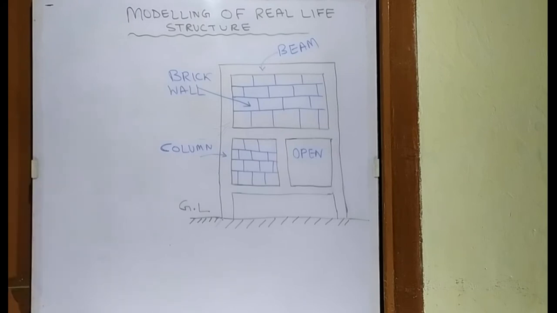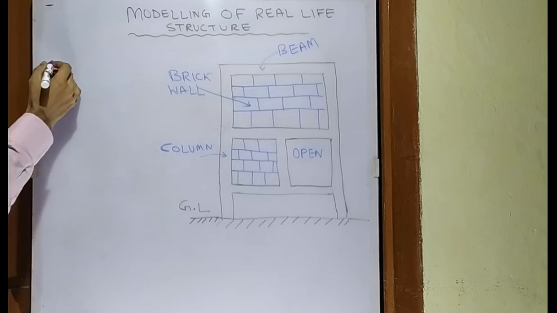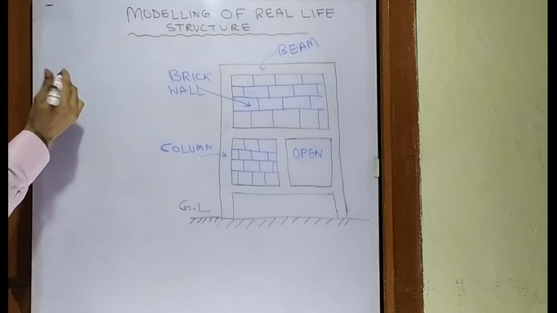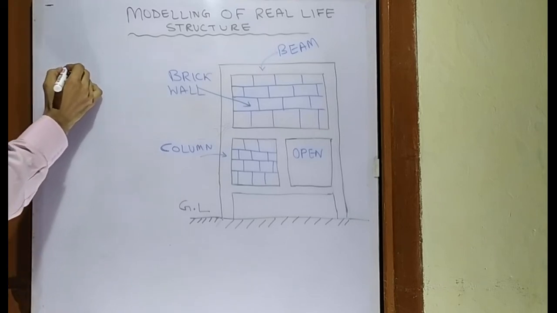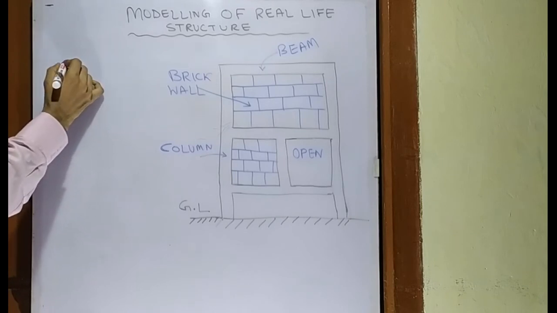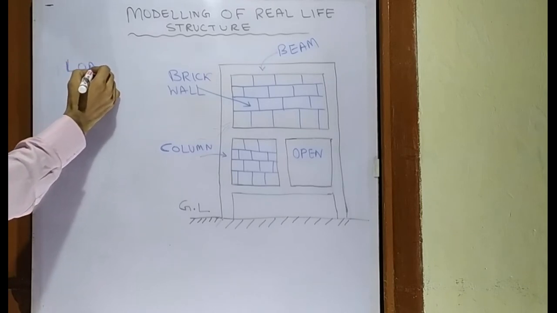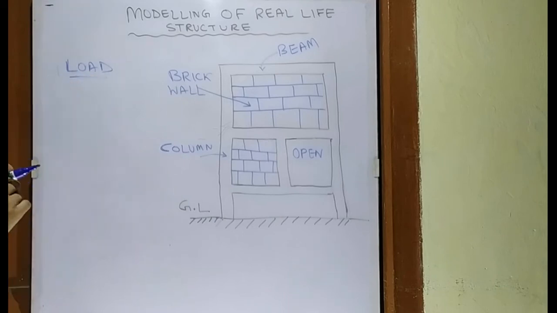So first of all we will talk about loading. What are the different types of loading? Load may be of different types. There is a brick wall. Now, in our model, how do we consider the brick wall? There are many approaches.